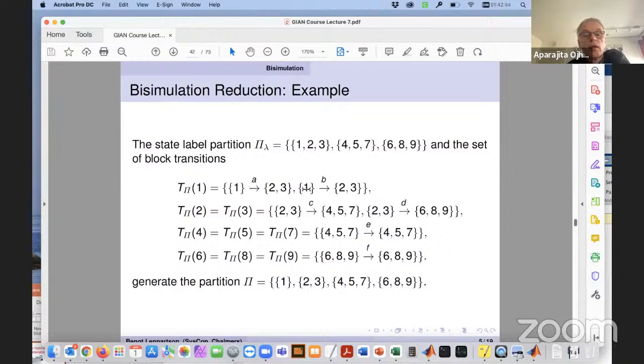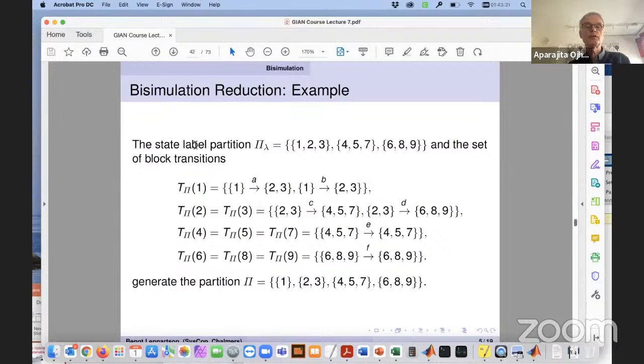And yeah, I mean, here it doesn't matter. Since it's not joined with anything else, there is no more state that has the same block transition as state 1. So this doesn't matter, so to say, what is stated here. It's unique. But by this, we can actually join state 4, 5, 7, 6, 8, 9, and 2 and 3.